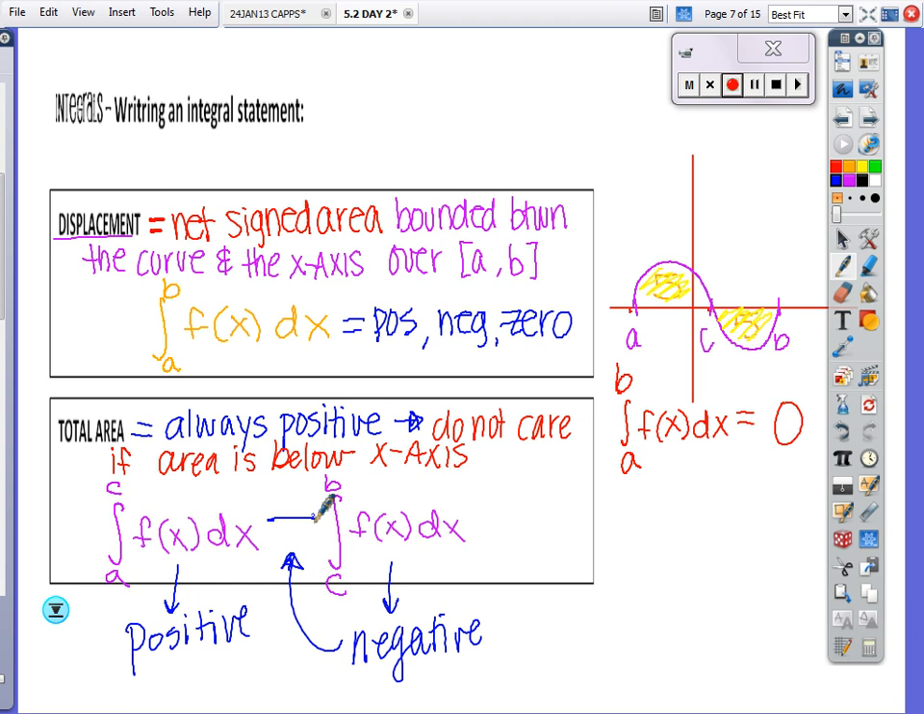Yes, if I kept continuing on and I made a few more pieces, that's how many more integrals I would need. All right? So this answer, when you're all done, is always positive. If you get a negative answer, you did something wrong. Automatically, your total area, if you get a negative answer, it's going to be wrong. All right. Any questions between the displacement and the total area? Joshua?